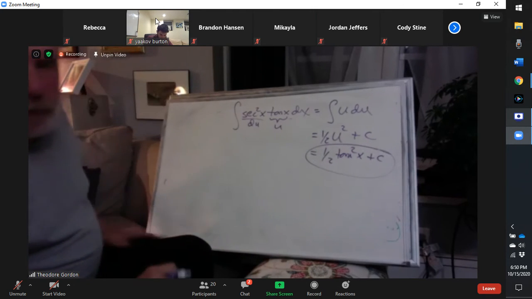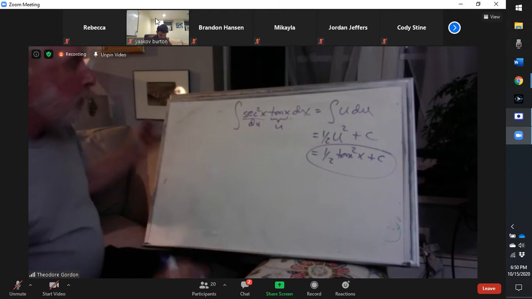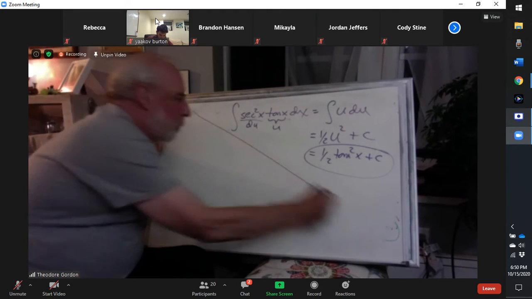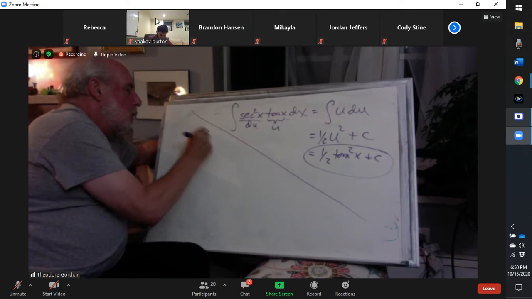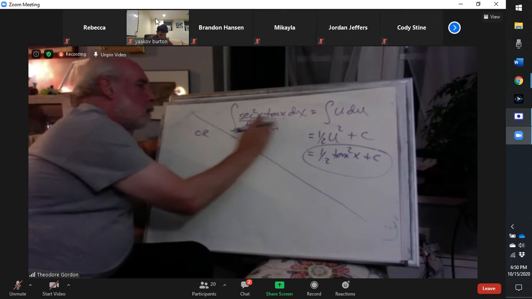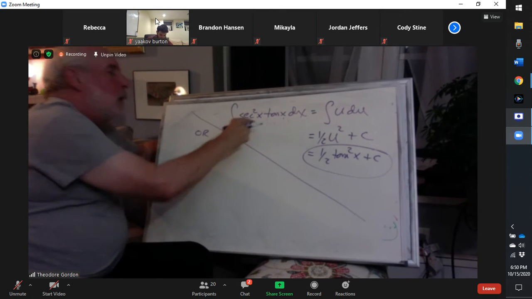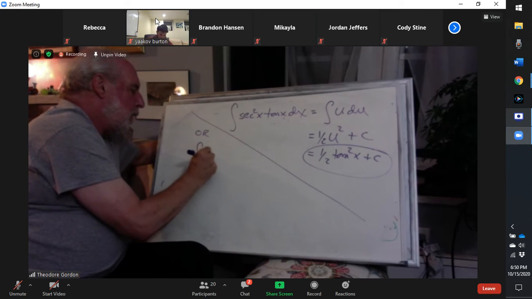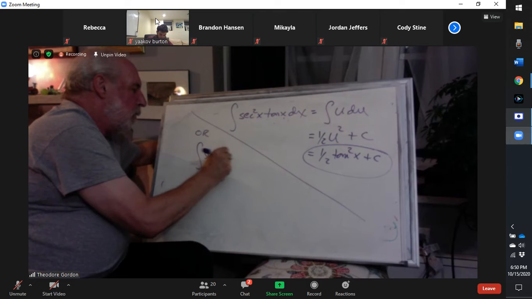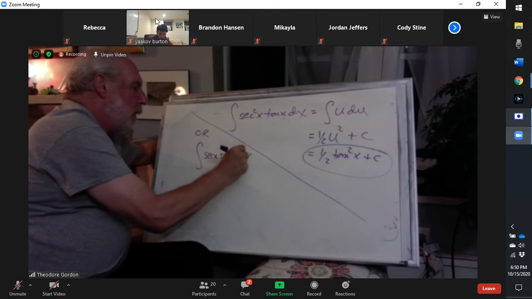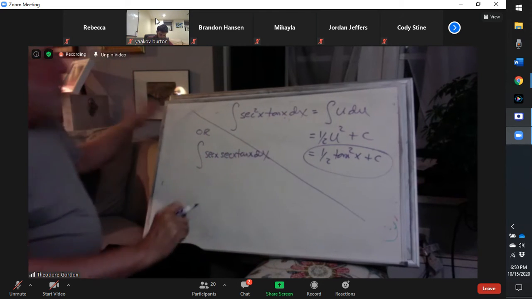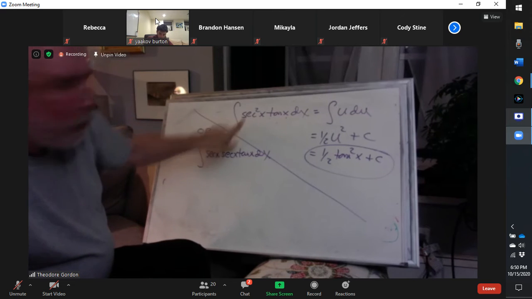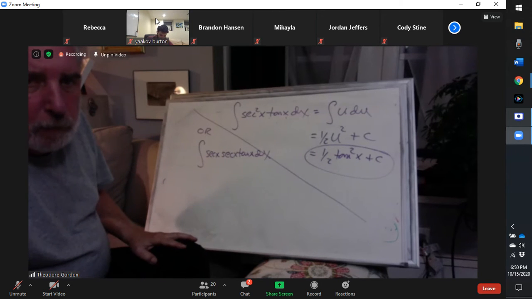Okay, so that was pretty straightforward. But there's another version. Or I can do this. I can rewrite this as the integral of secant x tangent x dx. So secant squared I wrote as secant times secant.